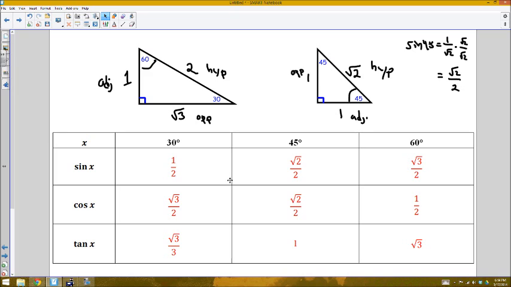These angles actually show up so often in trigonometry that knowing their exact values can be extremely useful and time-saving. So I've become familiar with this chart over time.